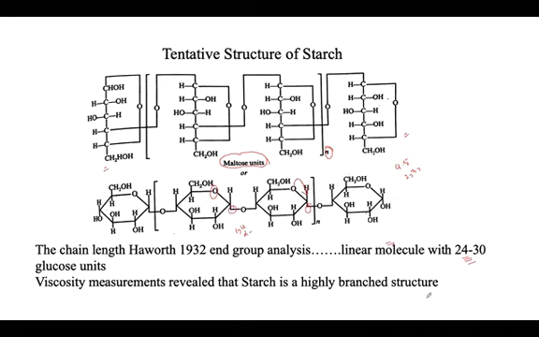But from the viscosity measurements, it was revealed that starch is a highly branched structure. So Haworth later said that the 24 to 30 units may not be present. It may be more than that, because we have a branched type of structure.